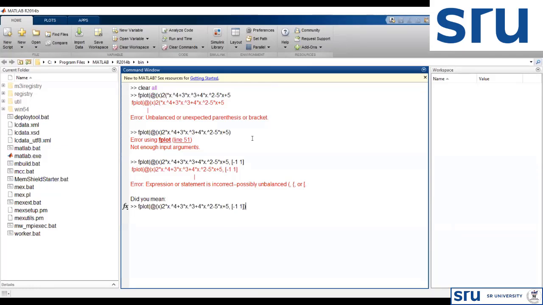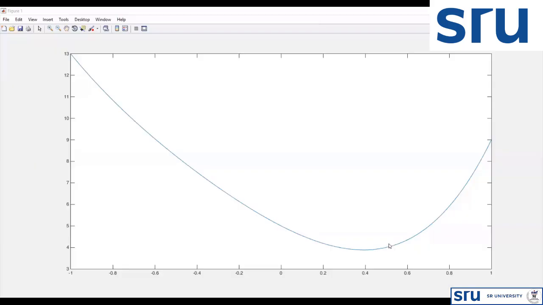Again some mistake is there. So now you see what the mistake is here: expression or statement is incorrect at this point. Now your graph is plotted. All of you unmute yourself. Mute yourself. Now I will show the plotted graph. So this is your plotted graph of the given function.